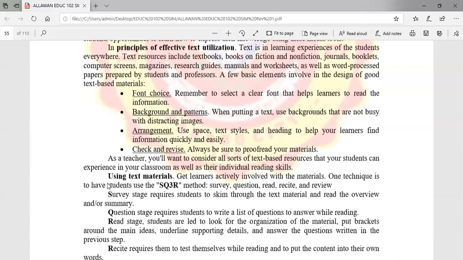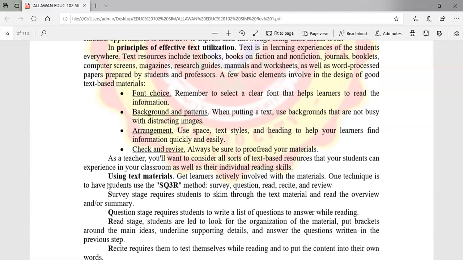And also used with text materials is the SQ3R method. S stands for survey. This stage requires students to skim through the text material and read the overview or the summary, as what I am doing. I've already uploaded or posted the lessons in the Creeper.